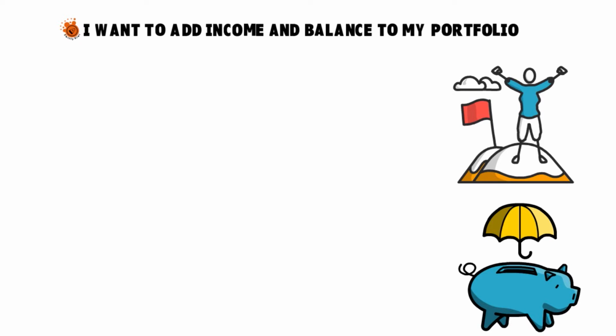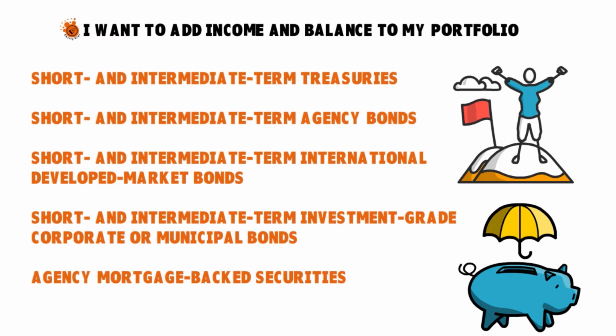Then these are the bonds you should consider: short and intermediate term treasuries, short and intermediate term agency bonds, short and intermediate term international developed market bonds. Remember, I said developed market. I'm not asking you to go and buy bonds from a developing country. The risk might be a little high. You also want to consider short and intermediate term investment grade corporate or munis and agency mortgage-backed securities, the MBS.